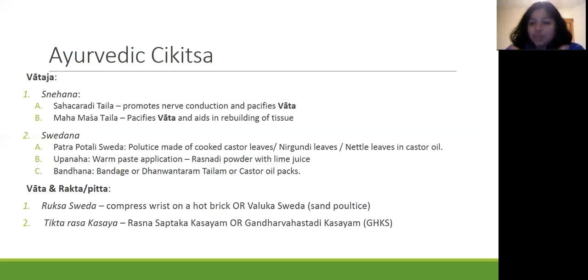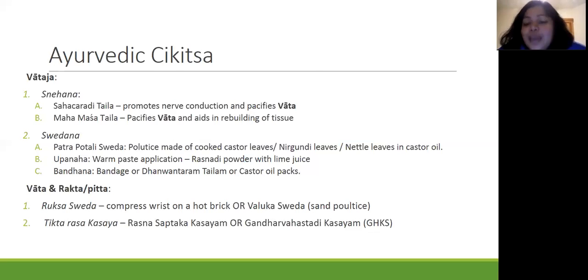And then you can put that in a nice potli. If you can't make a potli, just use an old sock. It's very easy. You put it into the sock and you tie a knot, and then you heat that over a griddle and use that on the palms of the person's hands.